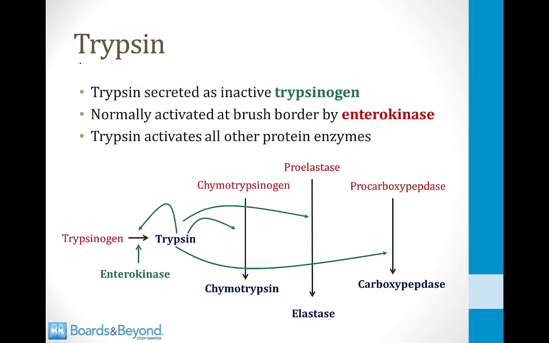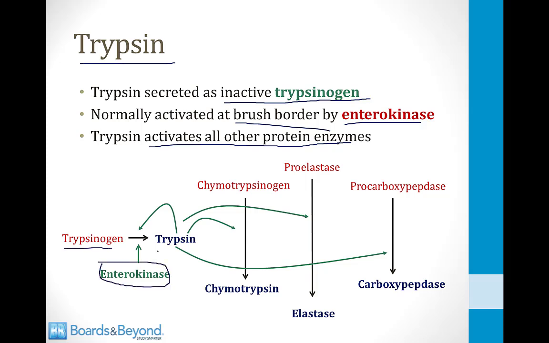Just to review the role of trypsin from our GI physiology module, trypsin is secreted as an inactive enzyme called trypsinogen, and normally when it reaches the small intestine there is a brush border enzyme called enterokinase which activates trypsin, and then trypsin activates all the other protein enzymes. So I've depicted this at the bottom of the screen.